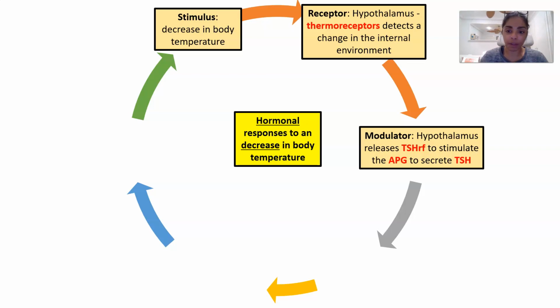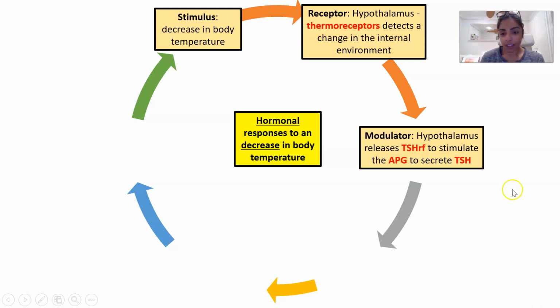So the hypothalamus releases thyroid stimulating hormone releasing factor, and this targets the anterior pituitary gland, which will then secrete thyroid stimulating hormone. It's important that you specifically mention anterior pituitary gland and thyroid stimulating hormone. You will not get the marks if you don't mention these things.